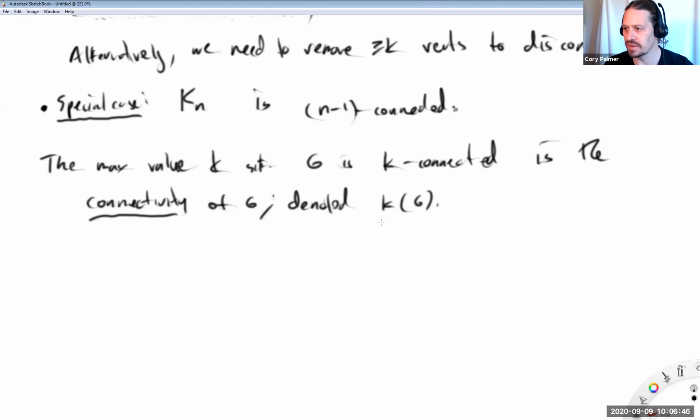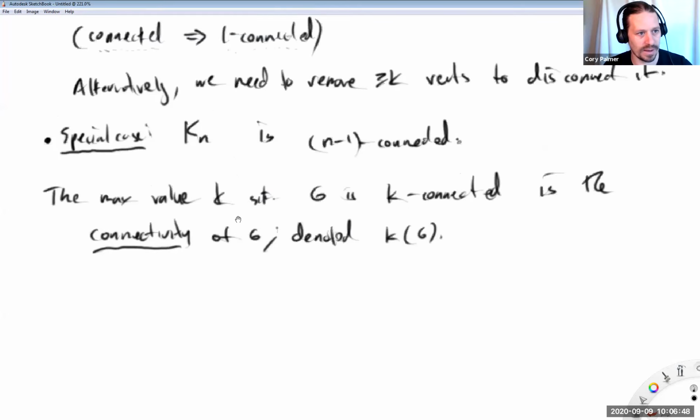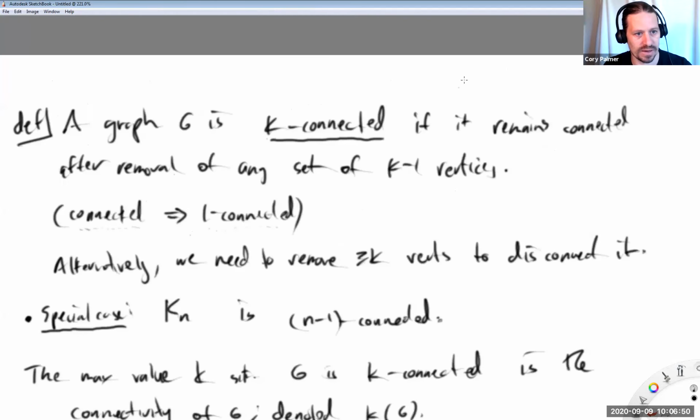Okay, that's a bit of a sticking point. That's why in some ways this first definition is a little bit unsatisfactory, because K connected says safe under the removal of fewer vertices, not K, but fewer. But I don't love this definition here for that you need to remove at least K. But it's up to you, whichever one you prefer.